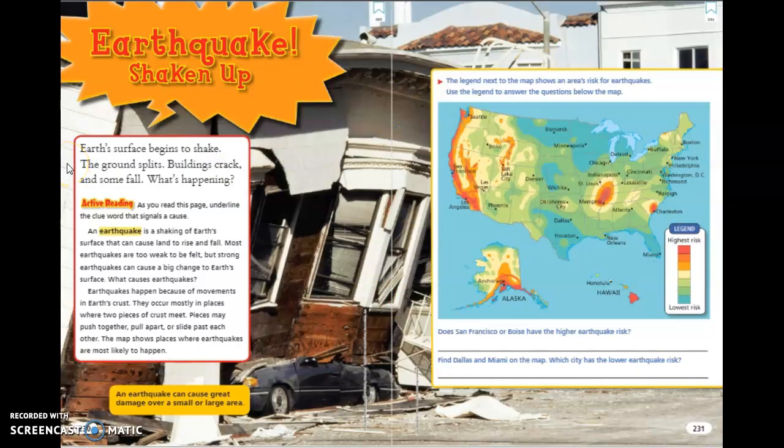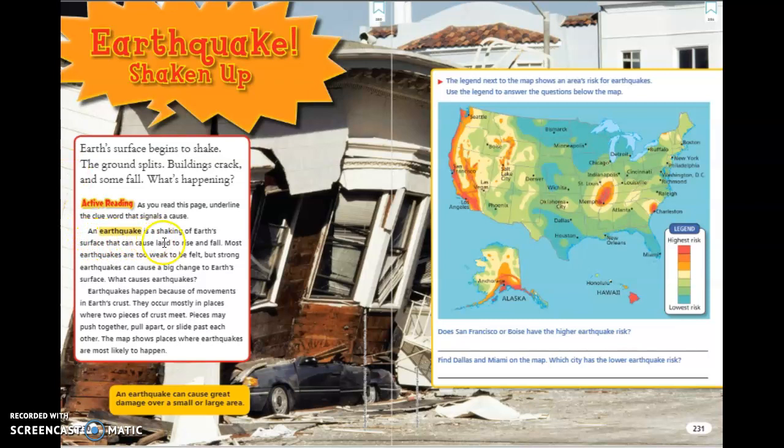Now we're on pages 230 and 231 in our Science Fusion book. Earthquake! Shaken up! Earth's surface begins to shake. The ground splits. Buildings crack and some fall. What's happening? Active reading. As you read this page, underline the clue word that signals a cause. So you're going to look for something that would give away that the cause would be coming up.